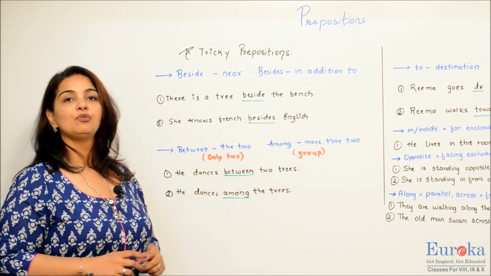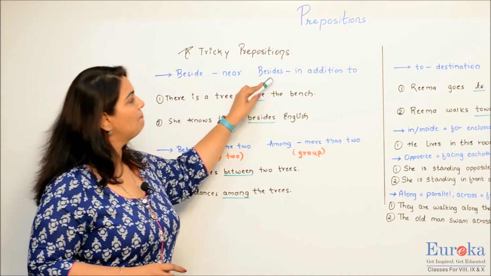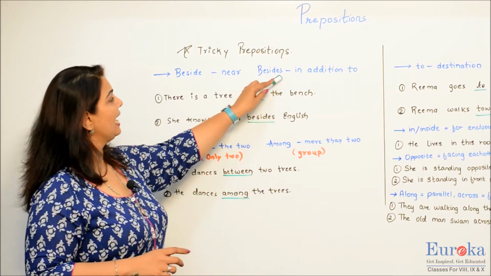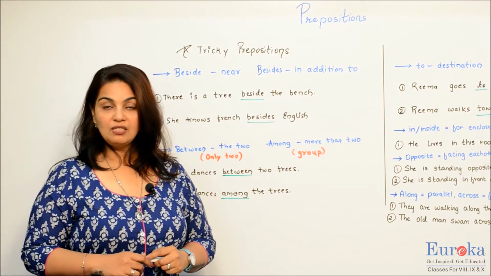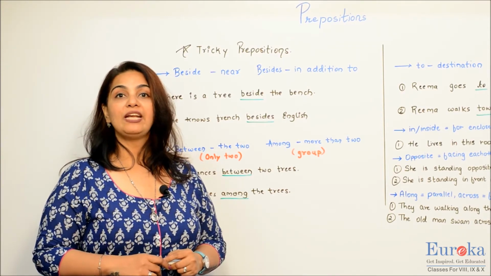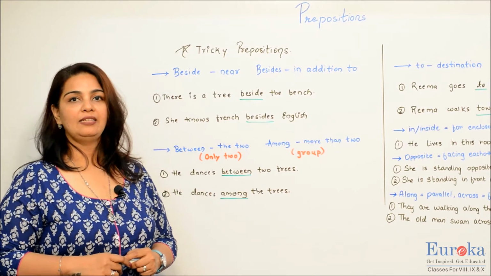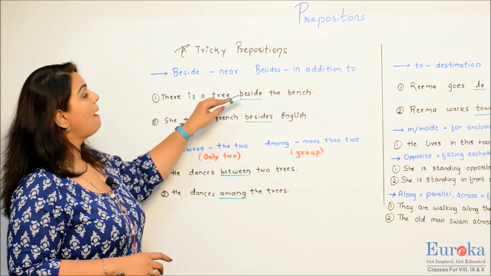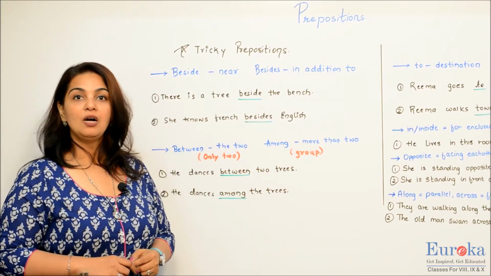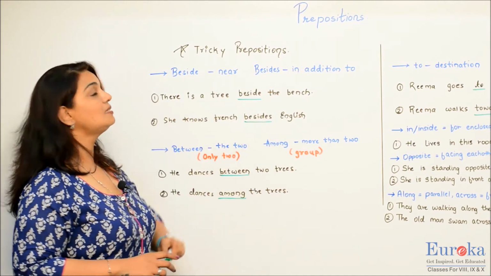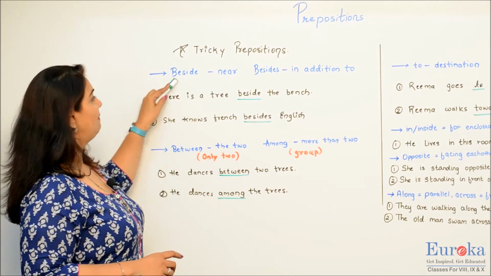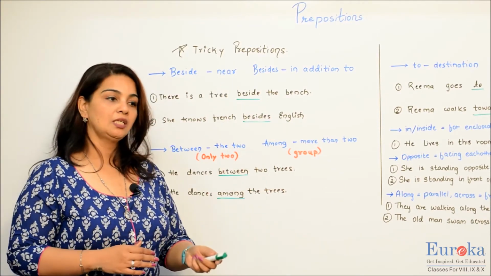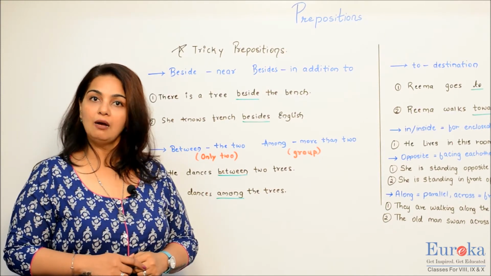So the first example that we are going to see is beside and besides. The difference here is of one letter, that is the letter S. But the addition of this or the minus of this will change the entire meaning of your sentence. So let's see the examples. The first one over here is, there is a tree beside the bench. Over here we see that the letter S is missing. So beside means near. The tree is near the bench. A little further, a little closer, but somewhere near the bench.